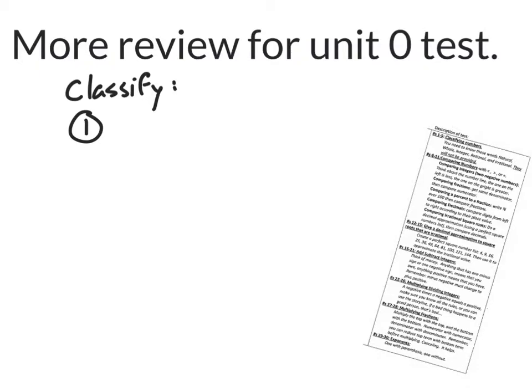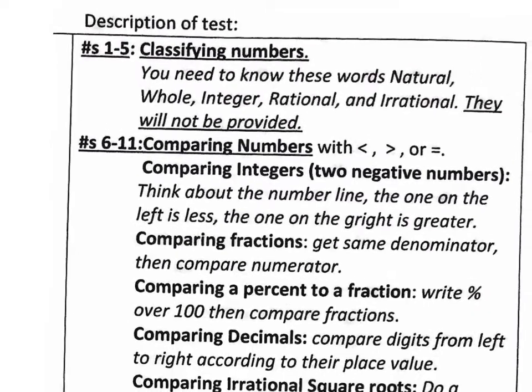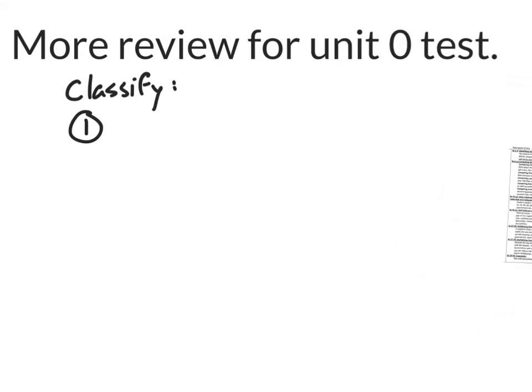Okay, so we're just going to go over more questions based off of this. The first part of the test is classifying numbers. And again, these words, whole, integer, rational, and irrational, they're not going to be provided, so you need to know them. And what's it going to look like? Number one, classify. Let's all jot this down.